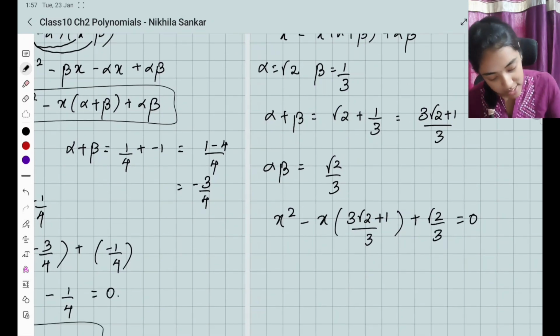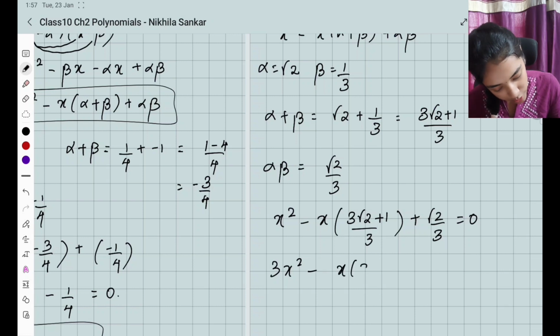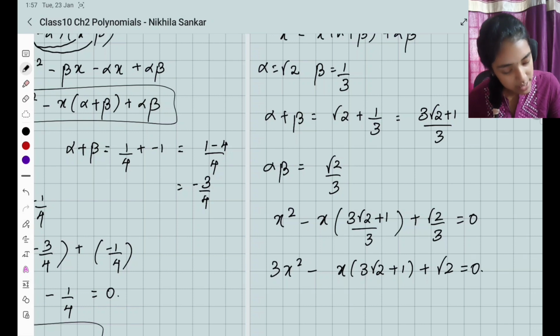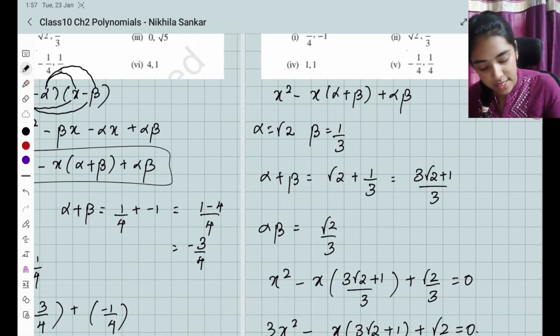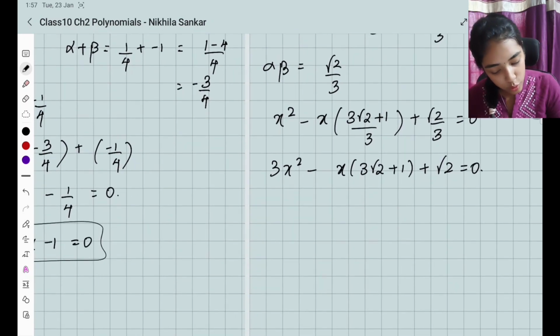Now when I multiply this by 3, I have 3x² minus x into (3 root 2 plus 1) plus root 2 equals 0. Now how do you know whether what you have got is correct or not? Substitute one of the zeros and see. So you have alpha equals root 2. Now what happens when I substitute root 2?